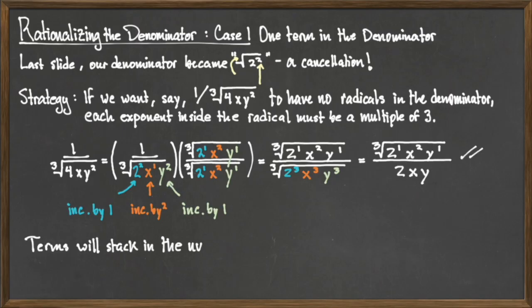So I get a final answer of the cube root of 2 to the first, x squared, y to the first, divided by 2xy. It's okay that radical terms are stacking up in the numerator, because the point is to rationalize the denominator, so terms are going to stack upstairs.